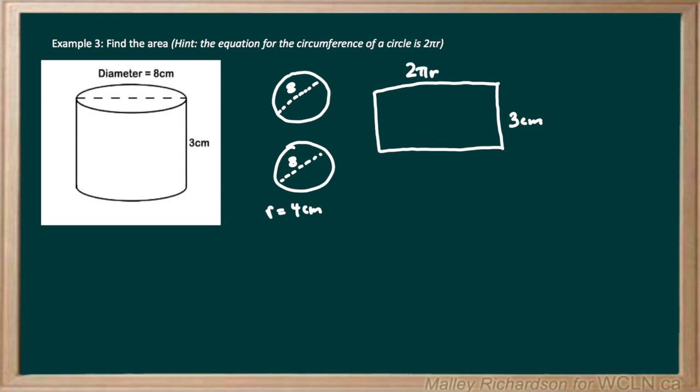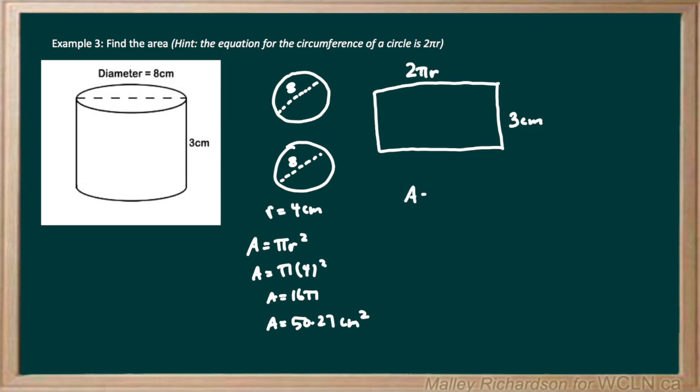The area of a circle is A equals pi r squared. So we just found our radius to be 4 centimeters, so we'll have A equals pi times 4 squared, which is 16 pi. Now 16 times pi gives us 50.27, and then our units are centimeters squared. So now we want to find the area of our side piece.